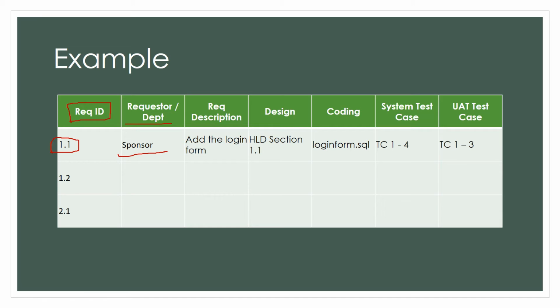And again, do note that this is just an example that we are looking into. It is quite possible that in your organization, the template used for the RTM, the requirements traceability matrix, could be different compared to what we are looking into. So requirement ID 1.1, who requested it? It was requested by the sponsor.